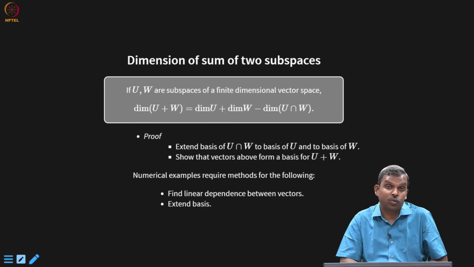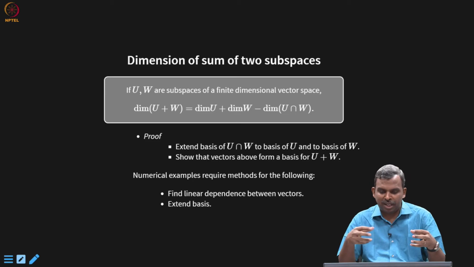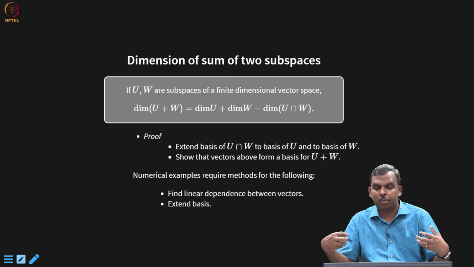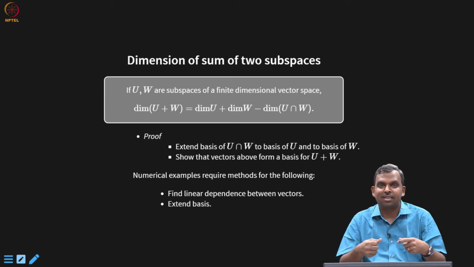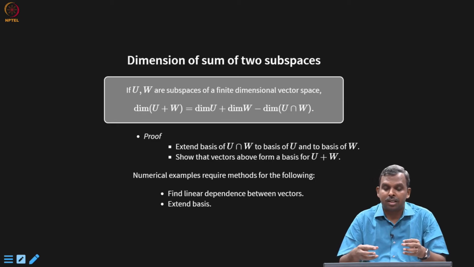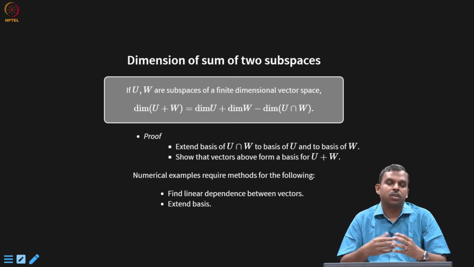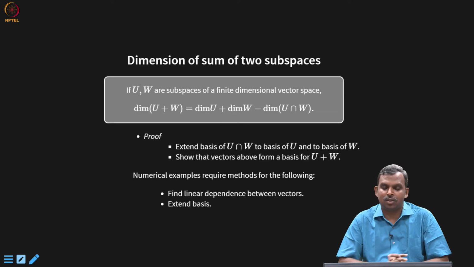But this result is very useful. So I told you that you have to numerically find U plus W, U intersect W. A lot of interesting things will come up in problems, particularly using these kind of ideas, okay. So this is very important to understand. So you will see even in the quizzes and exercises, I have some problems for you which use this relationship to rule out some things, right.